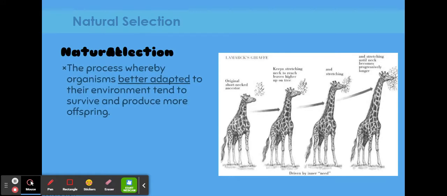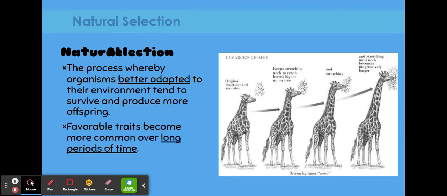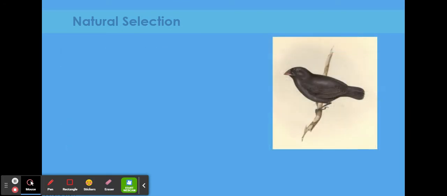Natural selection is the process whereby organisms that are better adapted to their environment tend to survive and produce more offspring. So, in this example, the giraffe with the longer neck can get the food easier, so that one will live to pass on its genetics for the long neck. Favorable traits become more common over long periods of time.